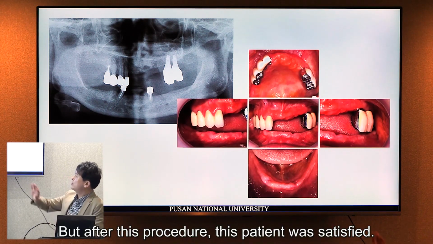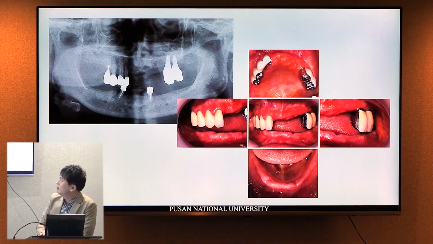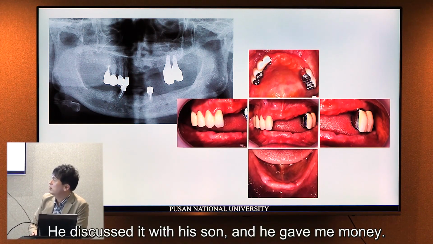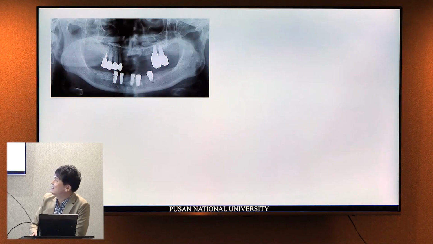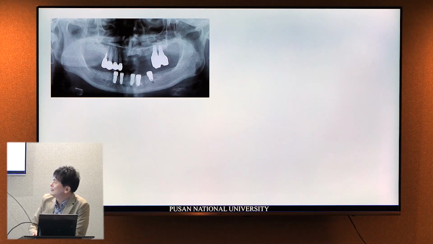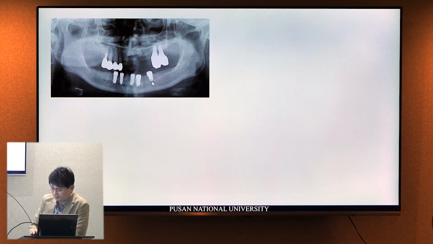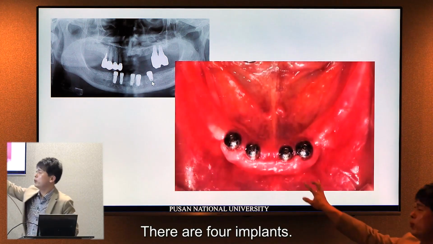But after this procedure, the patient was satisfied with my procedure. He discussed with his son and then paid me. And then he decided to do the implant partial denture in the lower part. So I'm so sorry when I show this case, I failed this part, this implant. Anyway, it remained only 4 implants.